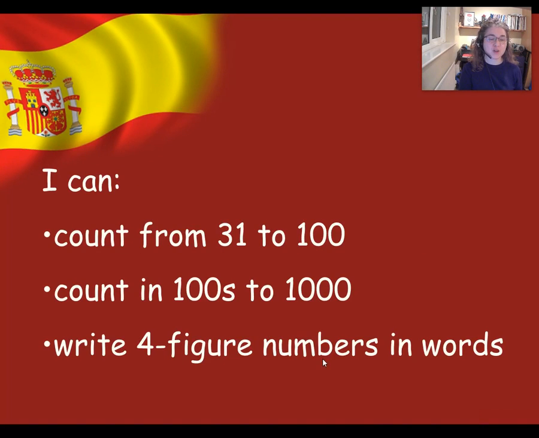So, first of all, we're going to be recapping those numbers up to 100 and then using our new hundreds words up to 1,000. And finally, using all of those new number words to start to put together some four-figure numbers in words.